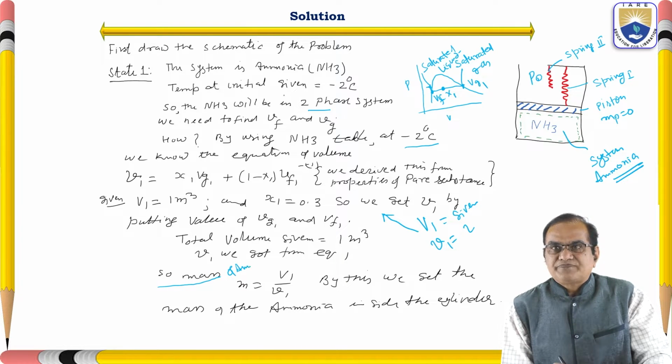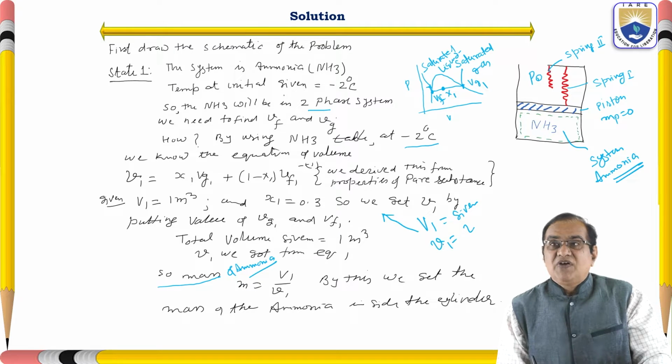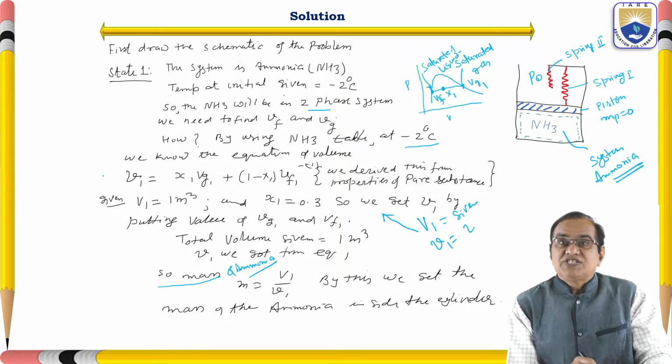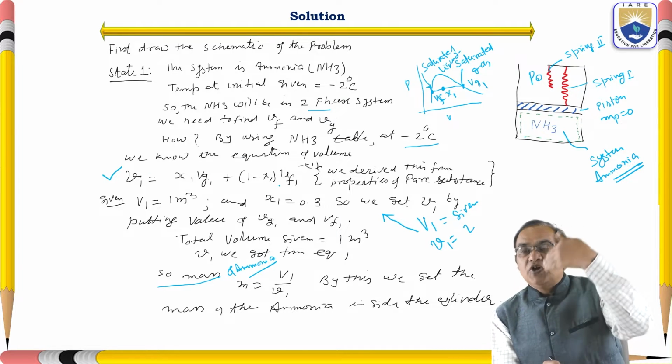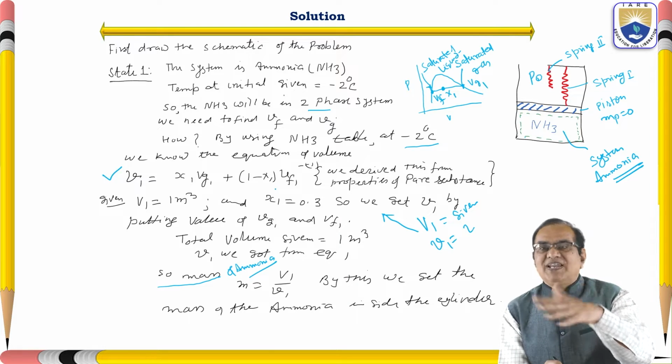Mass of ammonia, that is M is equal to V1 by small v1, meaning total volume divided by the specific volume, which we have found by this equation. You put this value and you will get the result. I have not put the values here. You can do it by yourself.